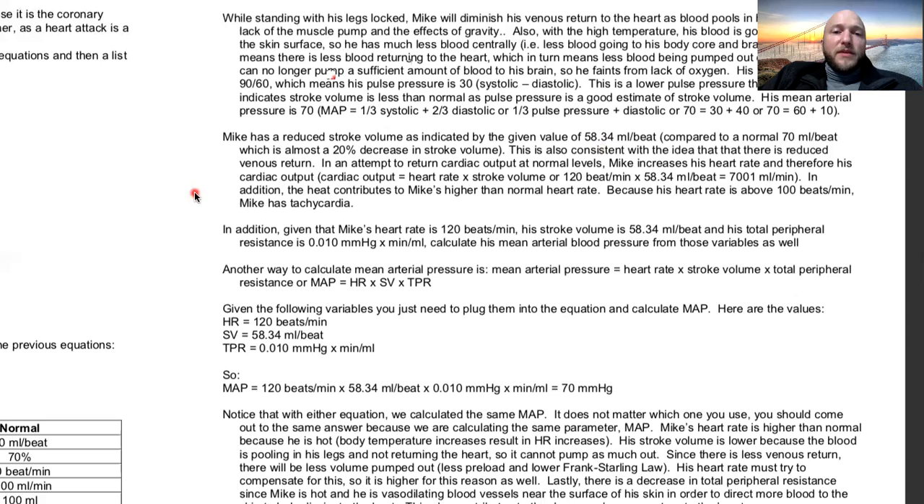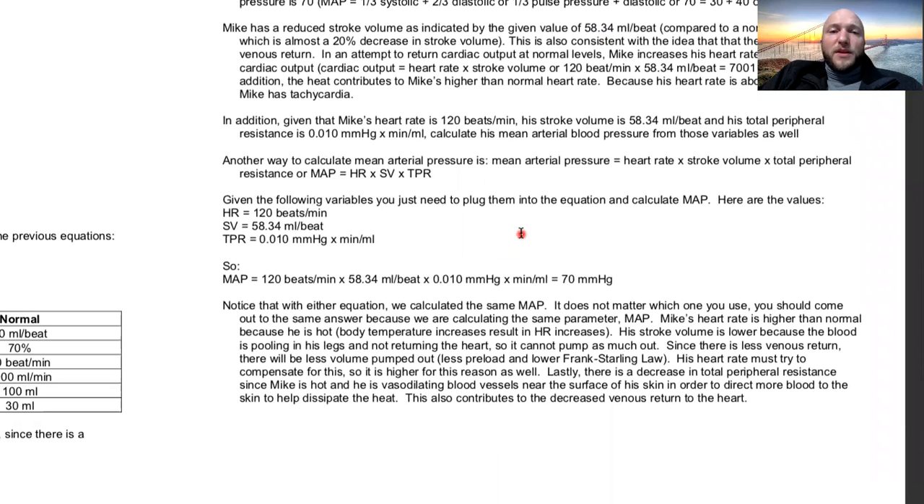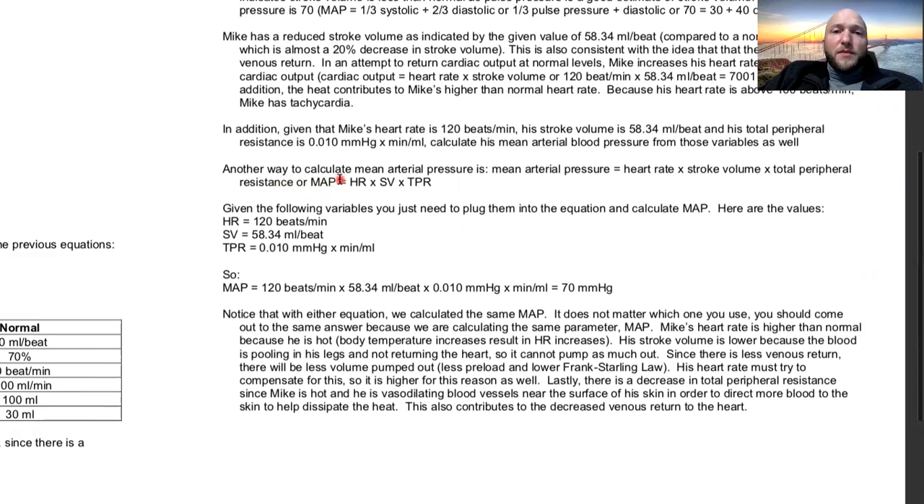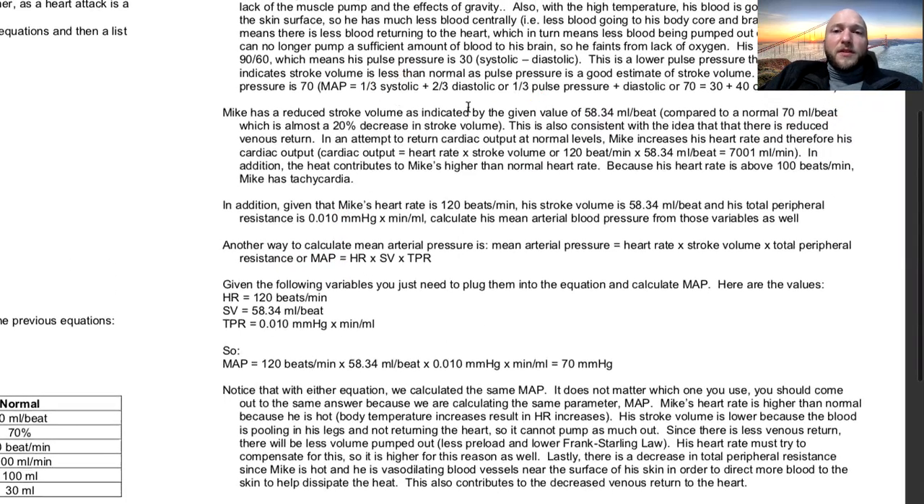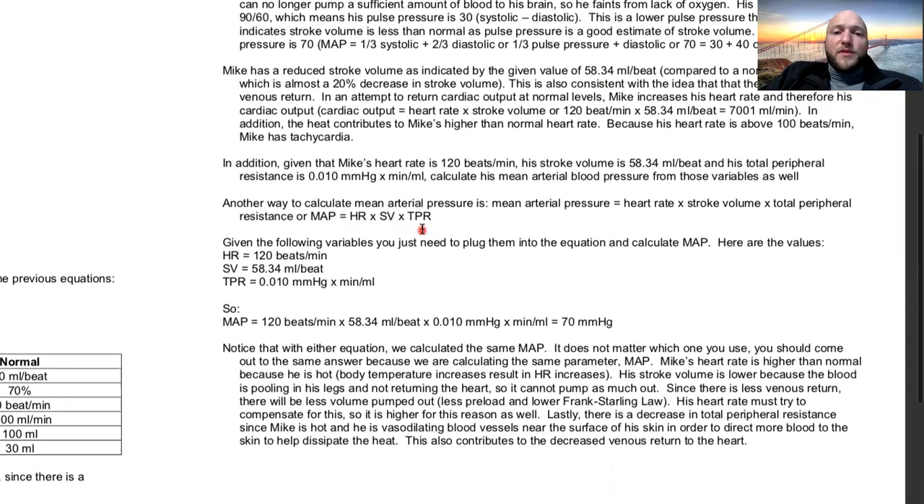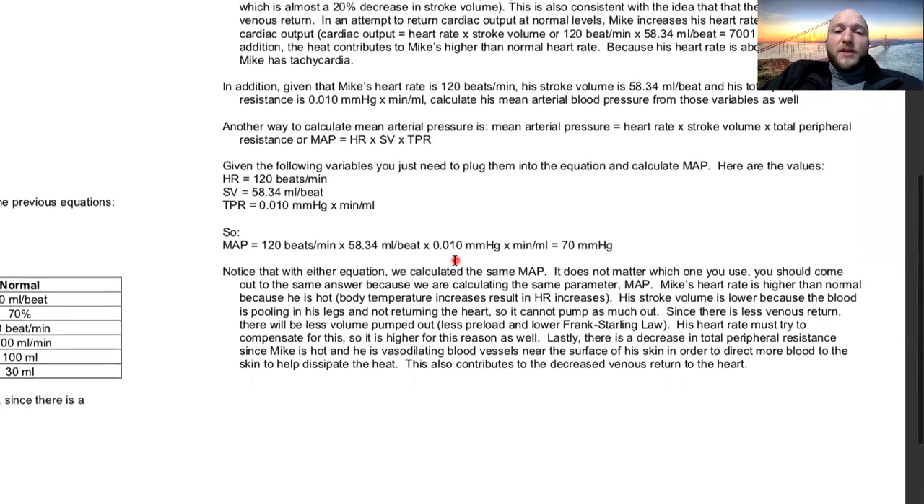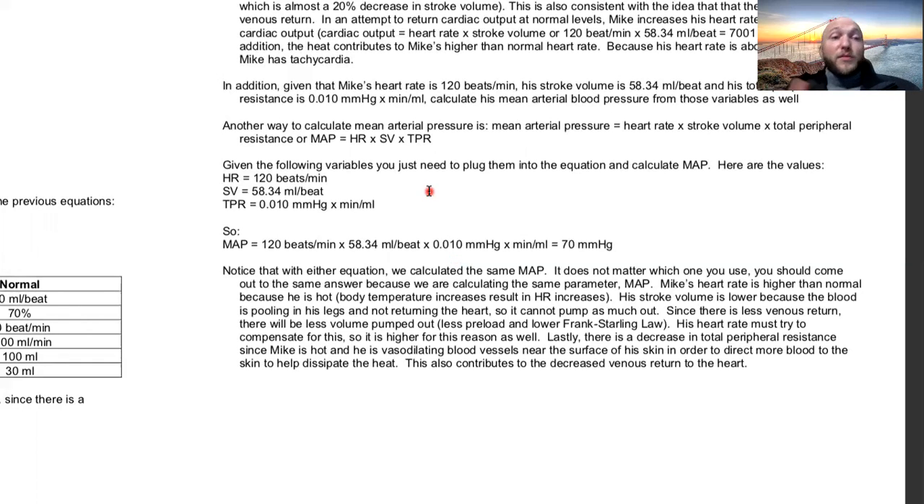In addition, given that Mike's heart rate is 120 beats per minute, his stroke volume is 58.34 milliliters per beat, and his TPR is 0.01, calculate his MAP from those variables as well. Well, there's another way to calculate MAP beyond using systolic and diastolic blood pressure. You can use MAP is equal to heart rate times stroke volume times TPR. We have both of these equations in our lecture notes, and we've gone over both equations in lecture. Given the following variables, you just need to plug them into your equation.